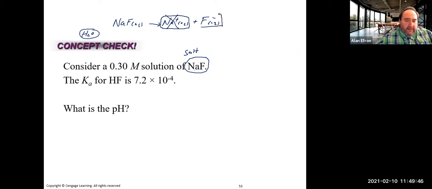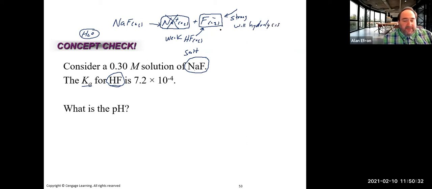F minus, on the other hand, we do have to think about where it came from. A good thing about these salt problems, these hydrolysis problems, is they give you a lot of information in the problem itself. For example, the problem says we have a Ka of HF. Because that's a Ka and that's HF, that looks like where it came from, so it probably came from hydrofluoric acid. And because it's a Ka value, we know hydrofluoric acid is weak, which means F minus should be relatively strong and will go through hydrolysis because of that.